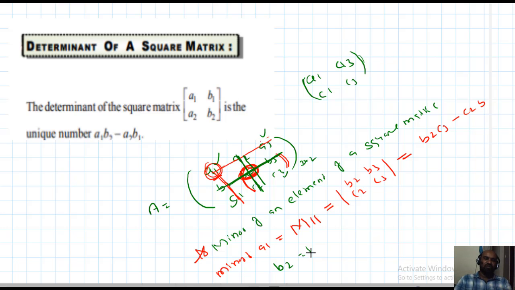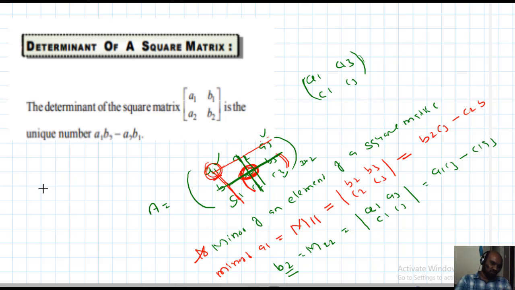I can say the minor of B2, that is second row second column, M22, is equal to the determinant of the matrix A1 A3 C1 C3. What we will get? A1 C3 minus C1 A3. This is called the determinant of B2. Similarly, you can find the determinant of all the elements.